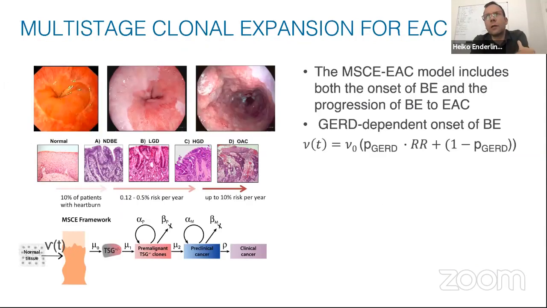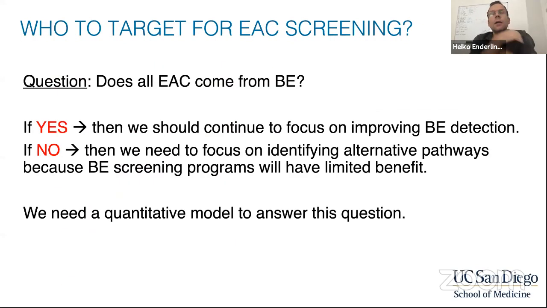Hey, Kit, it's Heiko. Can I ask a quick question? Yes. Hey, when you talk about the 50-fold increase in risk over the normal population if you have Barrett's, is this age dependent? Yes, it is. Does this number change in an older or younger population? Yes, it is age dependent.